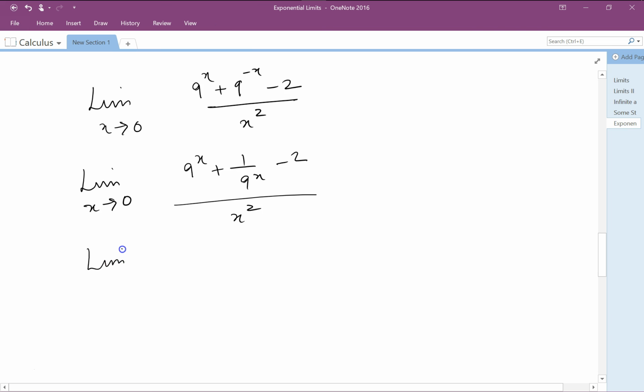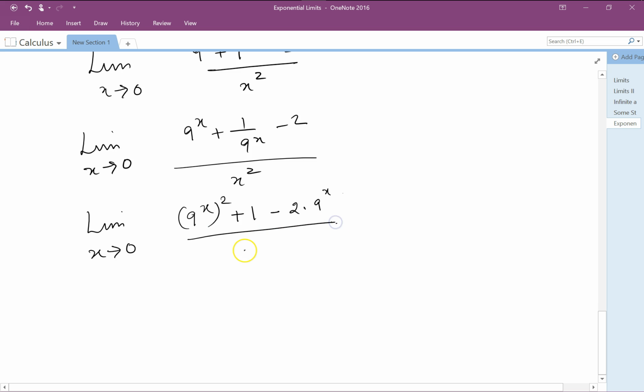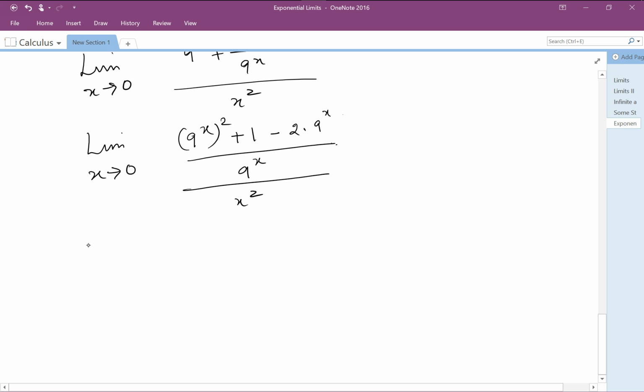x squared. Limit as x approaches 0, 9 to the power of x whole square plus 1 minus 2 times 9 to the power of x divided by 9 to the power of x by x squared. This we can rearrange. We can take 1 by 9 to the power of x, or rather 9 to the power of x whole square plus 1 minus 2 times 9 to the power of x by 9 to the power of x, x squared.